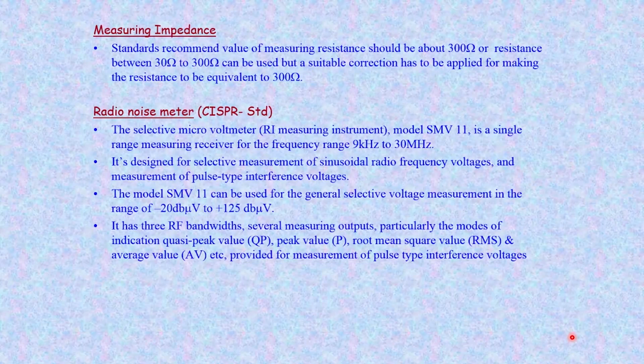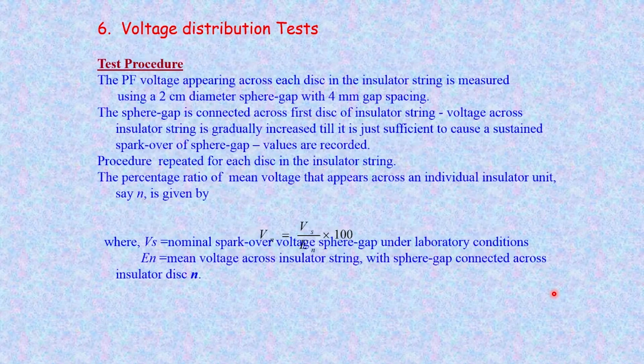So, good morning. We are looking into the radio noise measurements, RIV measurements, for the insulator strings, line hardware, and power connectors of the high voltage equipment which are to be used for high voltage transmission. These are very important radio interference measurements, which are to be carried out in the laboratory before the equipment is installed in the field.